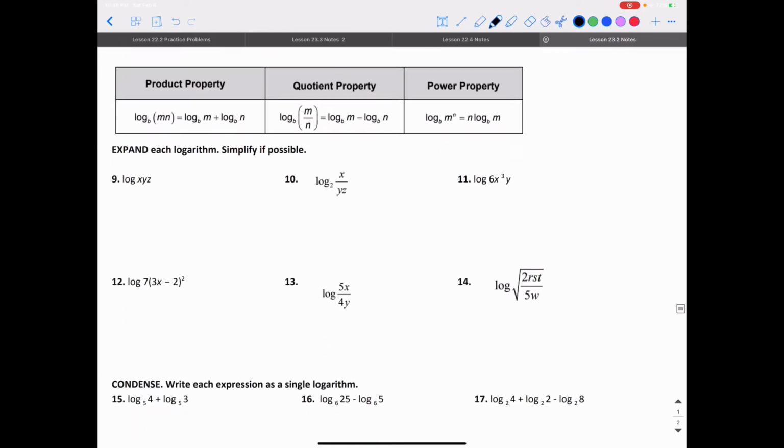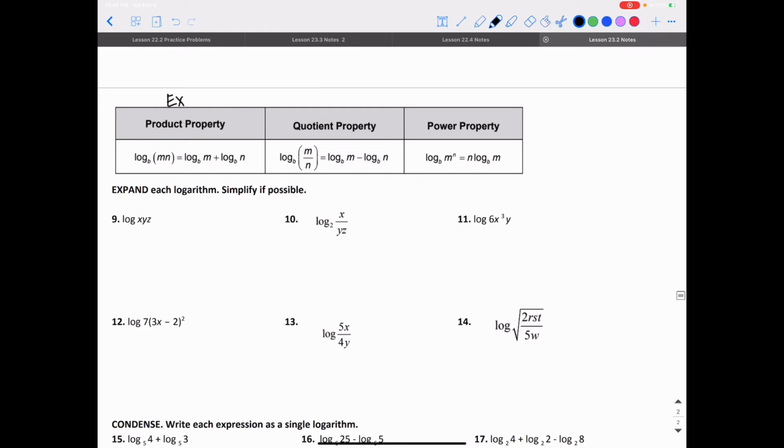Next page, I have the product property, the quotient property, and the power property. We talked about those already. We talked about condensing. We're going to talk about expanding today. So we're going to expand these using these properties. Before we had this, and then we went to this. Now we're starting with a condensed logarithm and going to expanded form.